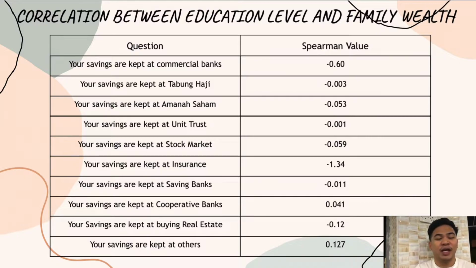For the savings that are kept at cooperative bank, it shows Spearman value 0.041, which means positive interaction, while savings that are kept at buying real estate show weak negative interaction with the Spearman value negative 0.12. Lastly, savings that are kept at others show weak positive interaction with the Spearman value 0.127. However, most of the interactions are near zero, which also means no interaction.